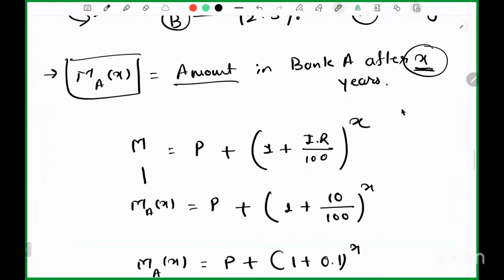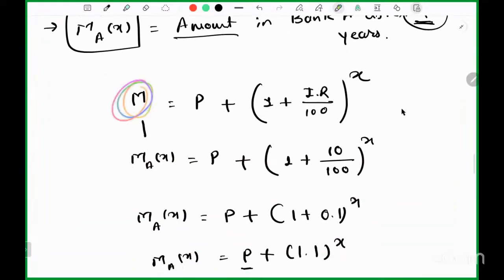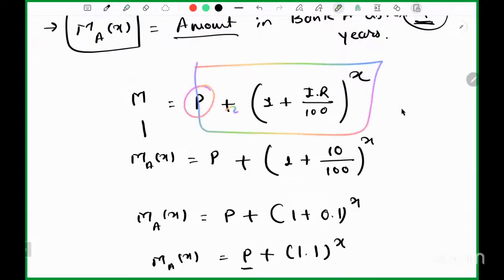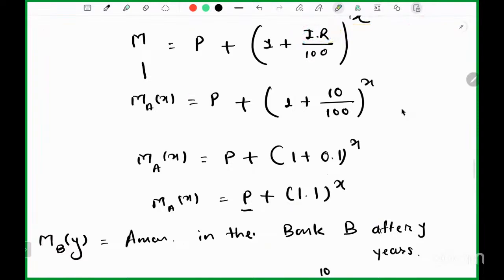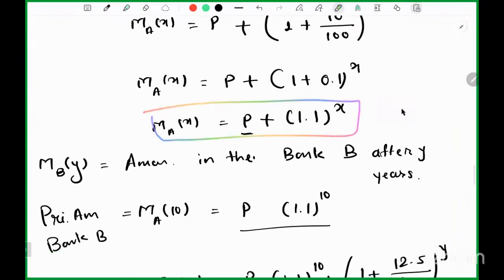So we know that the current amount in any bank, if the interest rate is given, can be computed by this formula. It says that the principal amount plus 1 plus the interest rate, and here X will be the number of years. Right. So it's given in the question that MA of X is a function which represents the total amount deposited in bank A after X number of years. So here principal amount is already given and it's P itself, and here interest rate is 10%. So we just substituted 10 and X as it is. So after computation we get MA of X is P plus 1.1 to the power X.